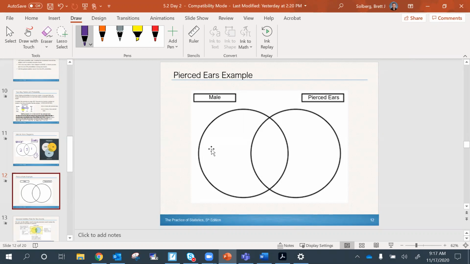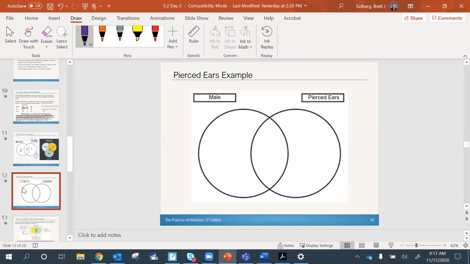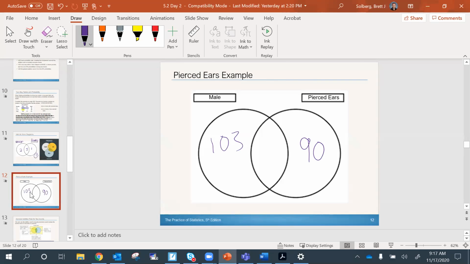Here's how some people do this, and it's wrong, so don't fill this in. They'll look at this and say, okay, male, there was 103. And then they'll come here and say 103. And then they'll say, all right, pure steers was 90. And then on the inside, that'll be male and pure steers, which is 19. Now I need someone to unmute and tell me why that is wrong.